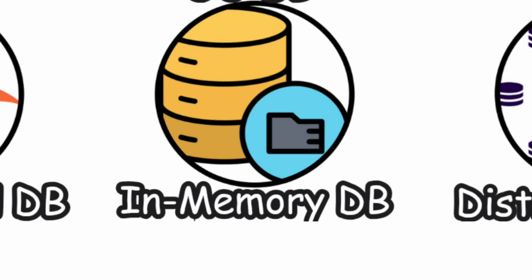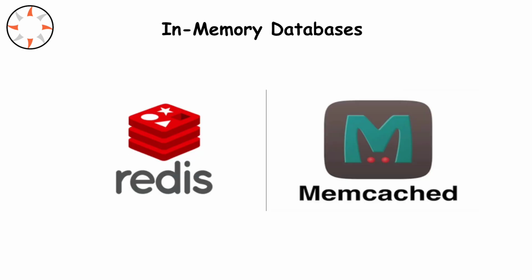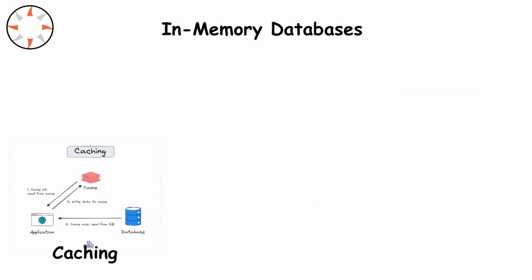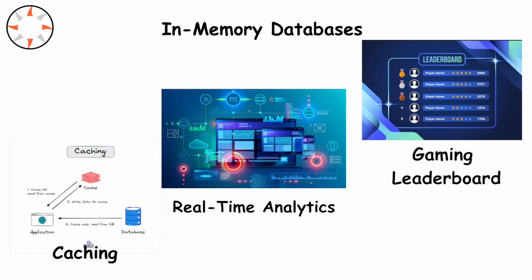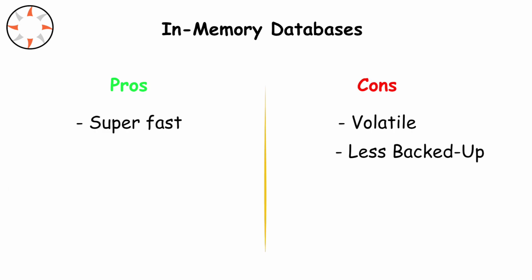In-memory databases. Blazing fast because they store data in RAM, not on disk. Example: Redis, Memcached. Used for caching, gaming leaderboards, real-time analytics. Pros: super fast. Cons: volatile unless backed up.